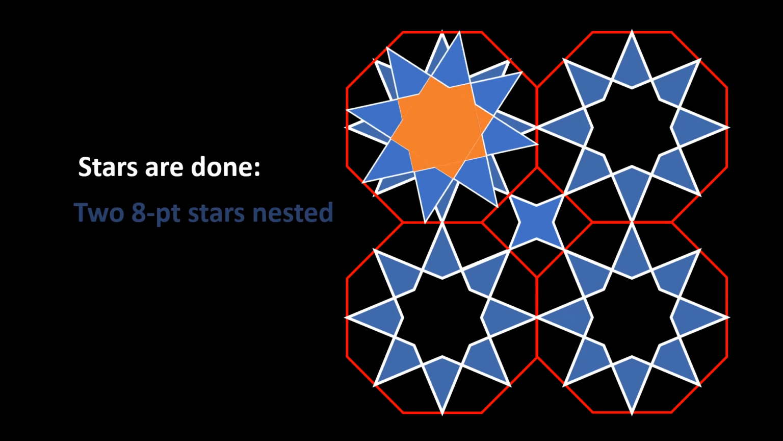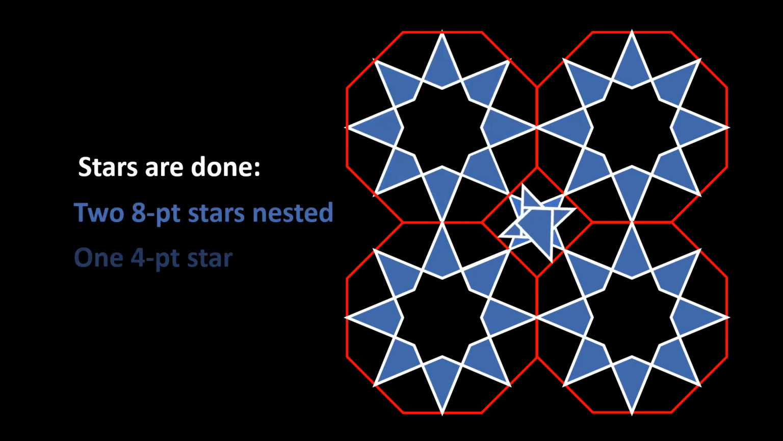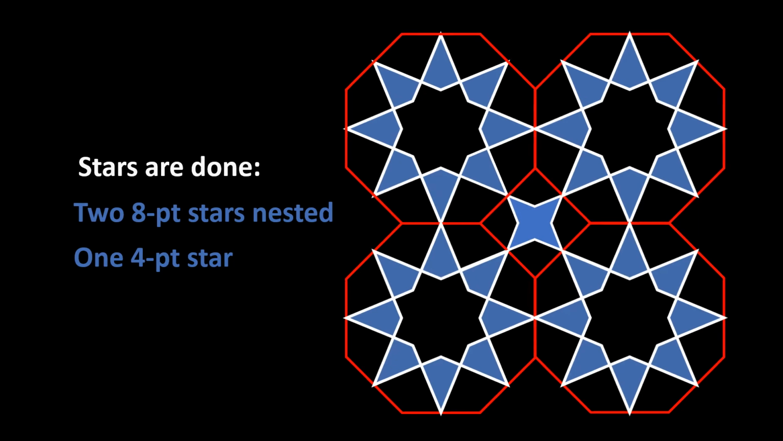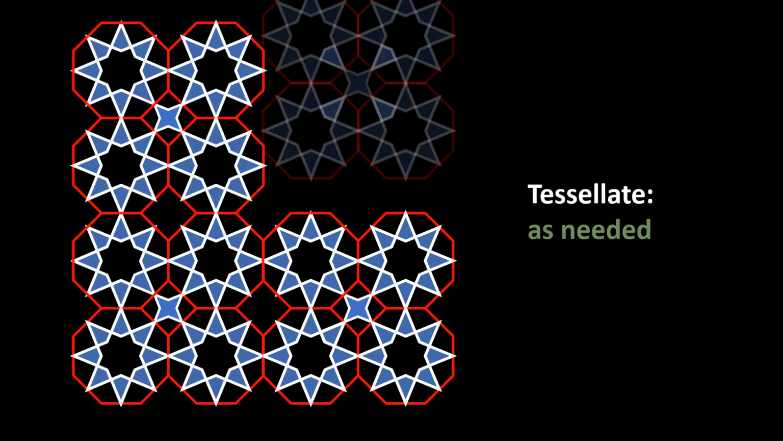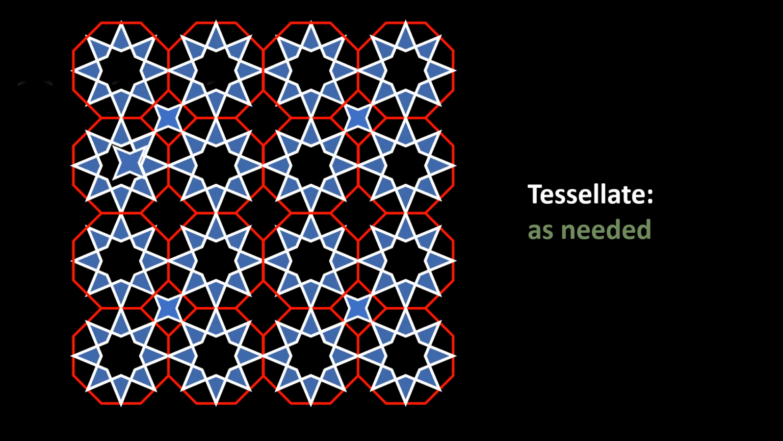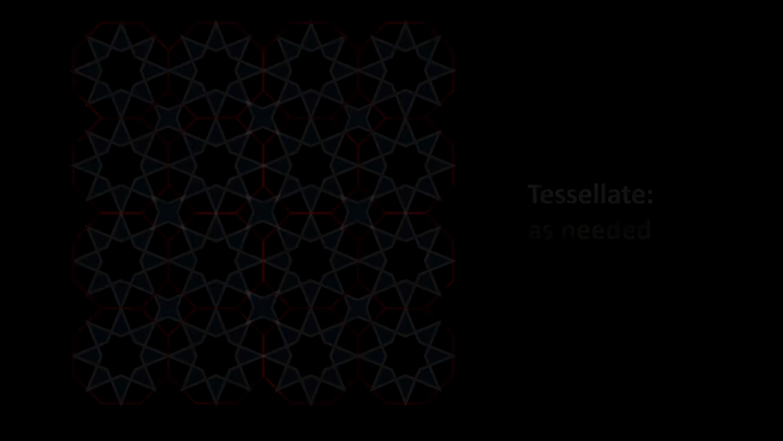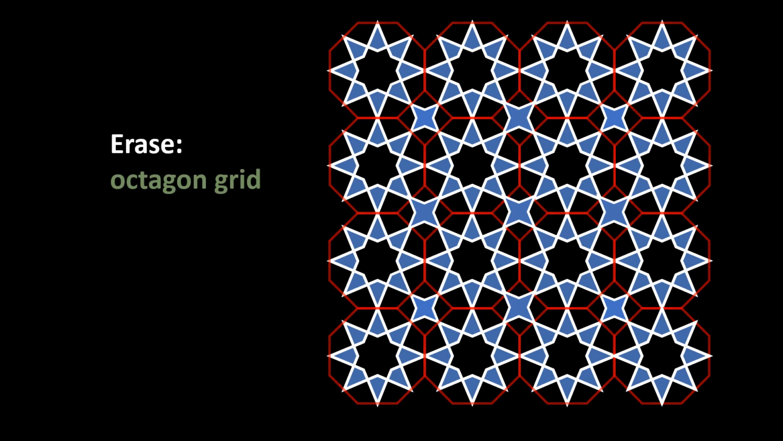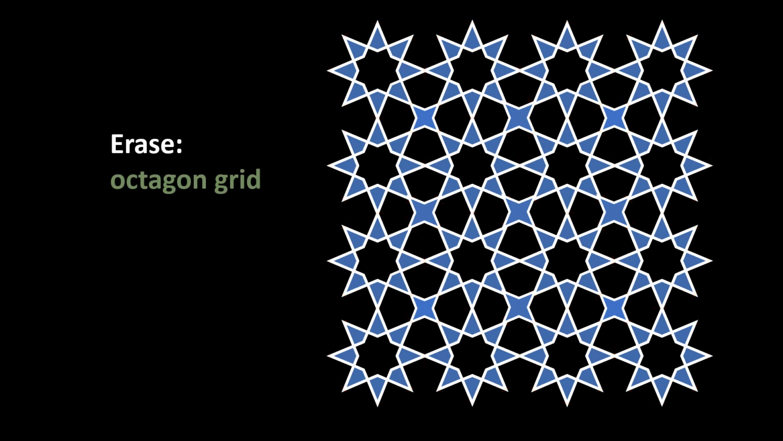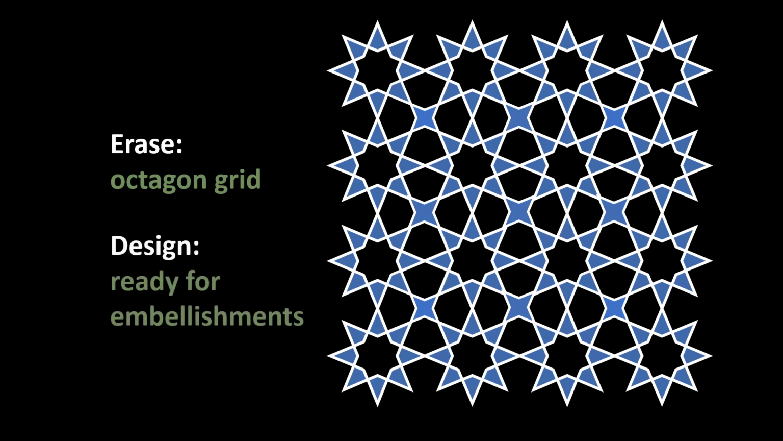Well, our job of creating the required stars is done. We have two 8-pointed stars and a 4-pointed star. Now we can tessellate our creation to cover the desired surface. Please do not forget to erase the octagon grid. Our basic design is ready for further embellishment.